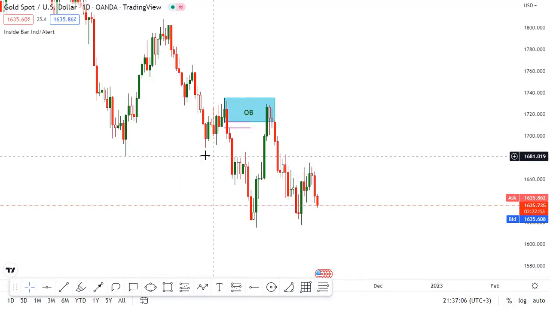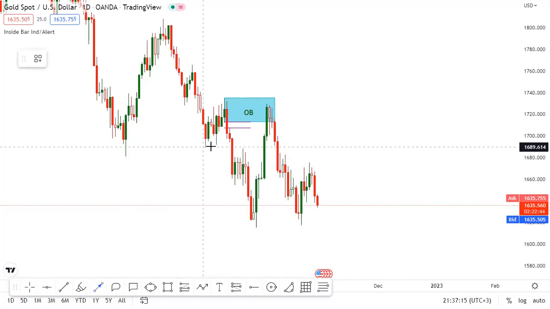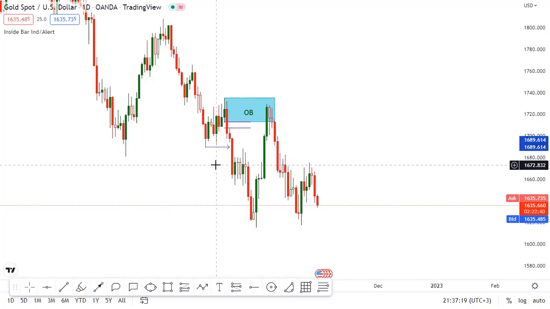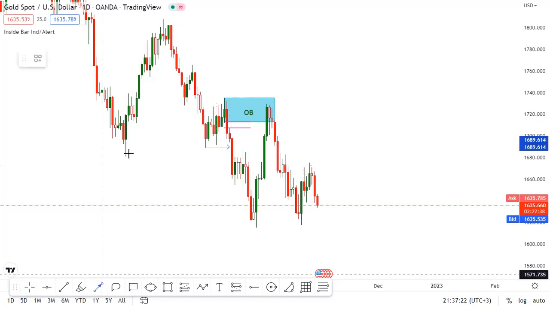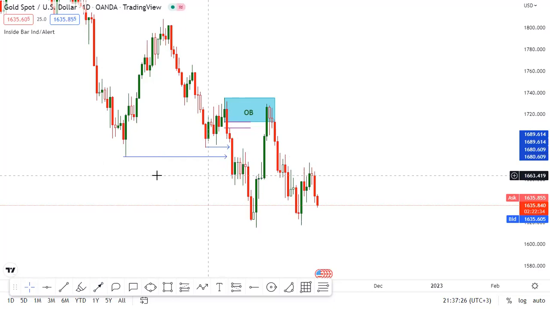The third thing is a break of structure or a change of character. You see this movement. This point here was broken. This level was broken. Also, even this level here. This level was also broken, this one was also.